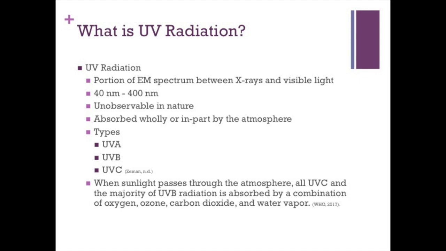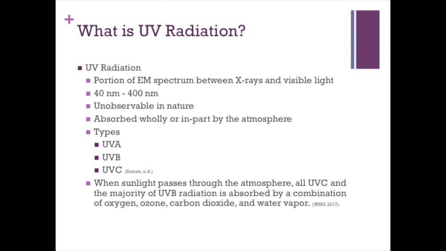UV radiation in particular is part of the electromagnetic spectrum that is between X-rays and visible light. It ranges from approximately 40 nanometers to 400 nanometers. UV radiation is unobservable in nature and is absorbed wholly or in part by the atmosphere.